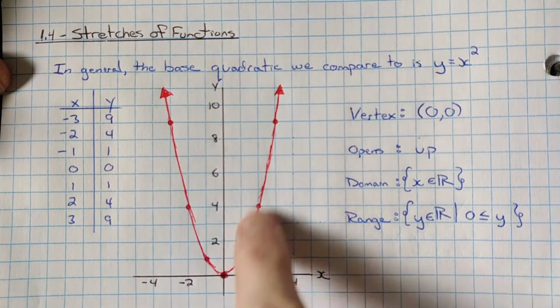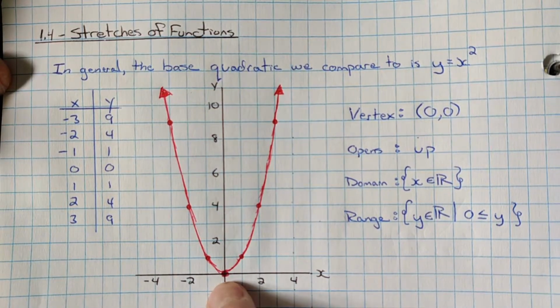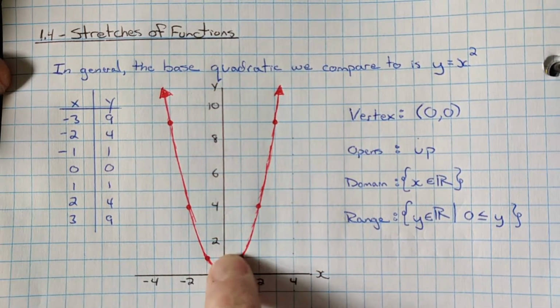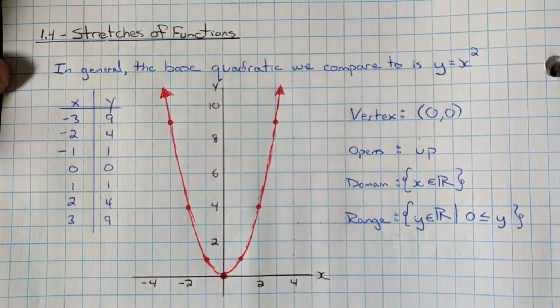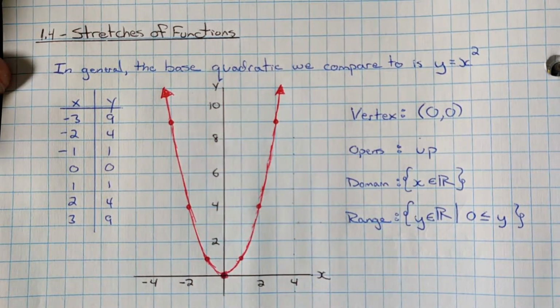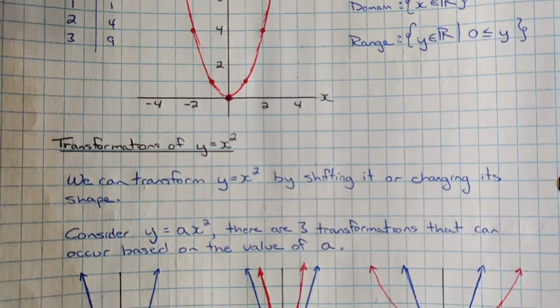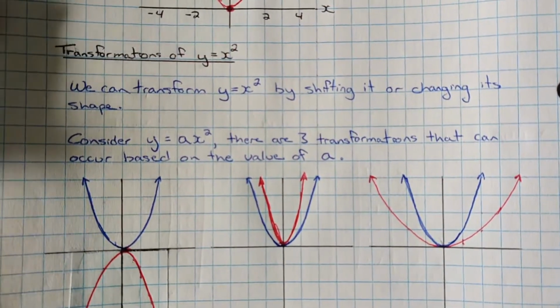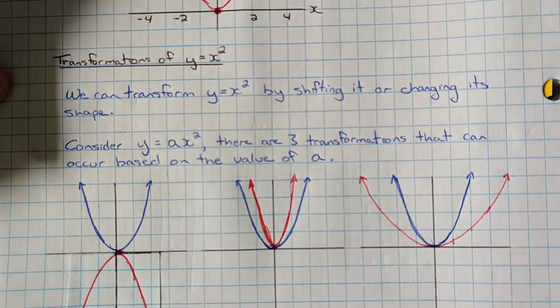So this is going to be our baseline function all the time. Start at 0, 0 kind of as our vertex. That's our key point. It opens up, and then our domain and range are both x belong to the real numbers, the only thing with the restriction on the y being greater than or equal to 0. So that's our baseline. From there, we can look at some transformations. So one of the ways we can transform it is by just shifting it around or changing its shape.